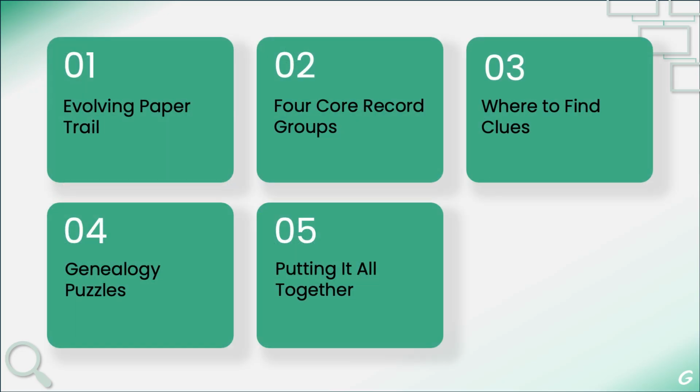Okay, so here's our game plan. We're going to start with that evolving paper trail. Then we'll dive into the 4 absolute must-know record groups. These are your bread and butter. After that, we'll talk about where to actually find these clues, how to solve those really common, frustrating puzzles, and finally, how to pull it all together.